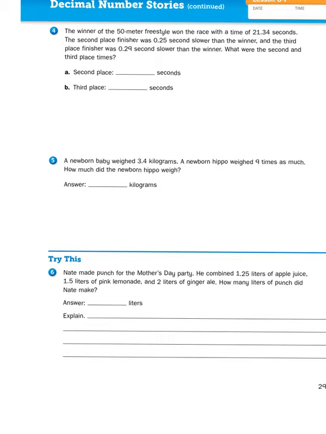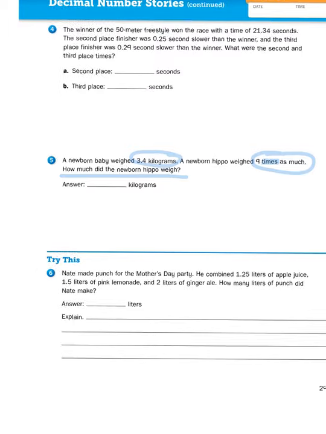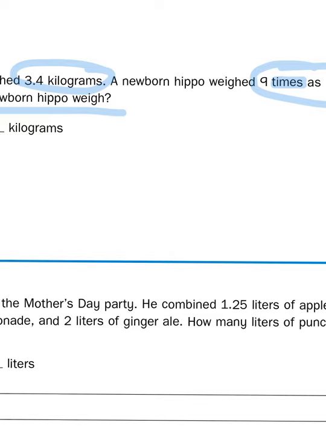Okay, so let's reread this problem again. A newborn baby weighs 3.4 kilograms. A newborn hippo weighs 9 times as much. Okay, the word times is a dead giveaway. That tells us we're going to multiply. So how much did the newborn hippo weigh? So we need to multiply 3.4 times 9. So right now we're just going to ignore the fact that 3.4 has a decimal. So I'm just going to write it as 34.